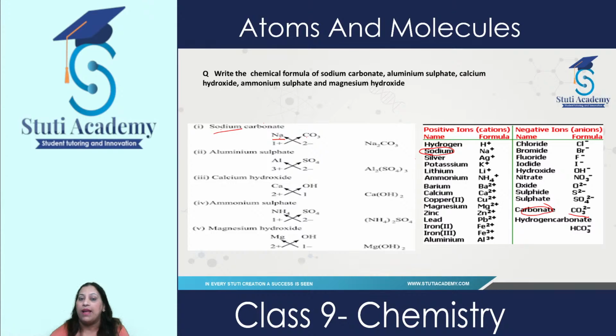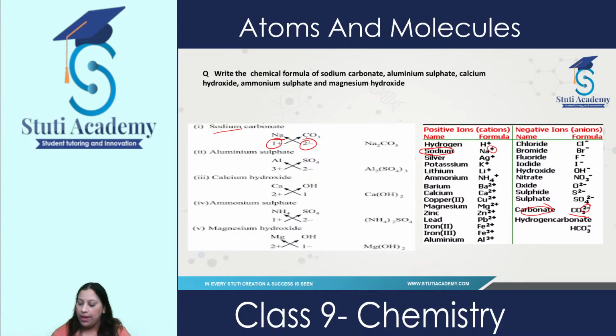And then I'll write their valency. Sodium valency is plus 1. And carbonate valency is 2. Look here, it is -2. So you'll write like this. By crisscross, we'll get the answer, Na2CO3.